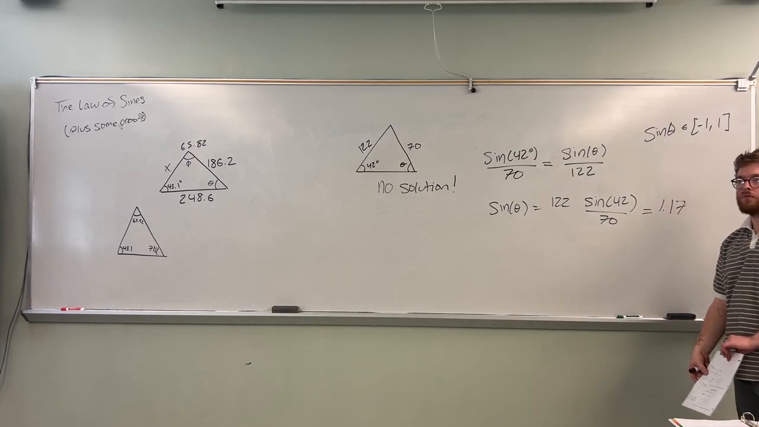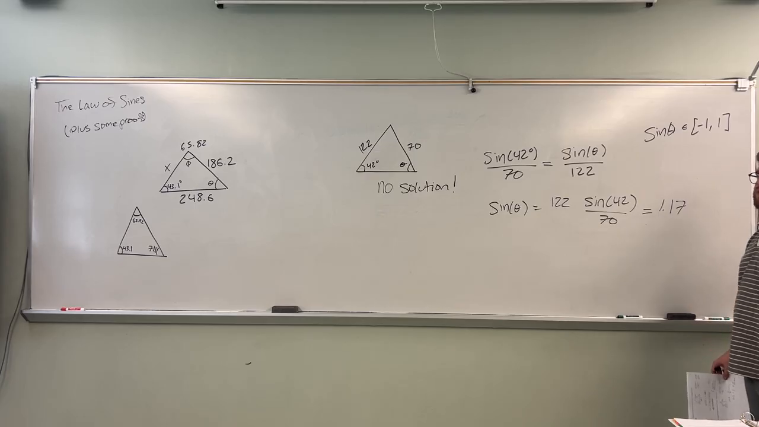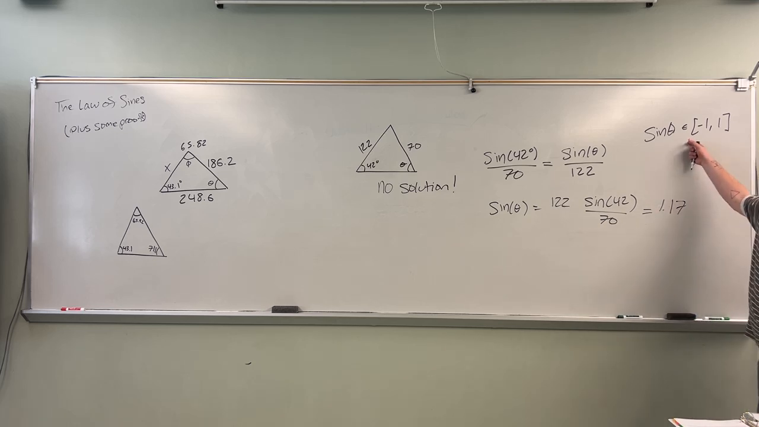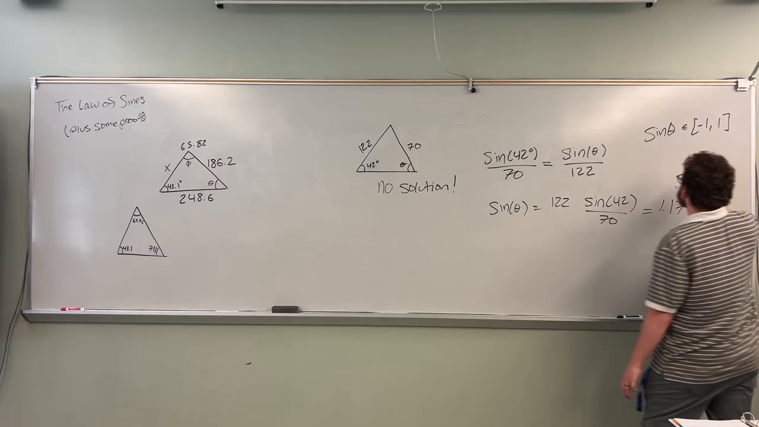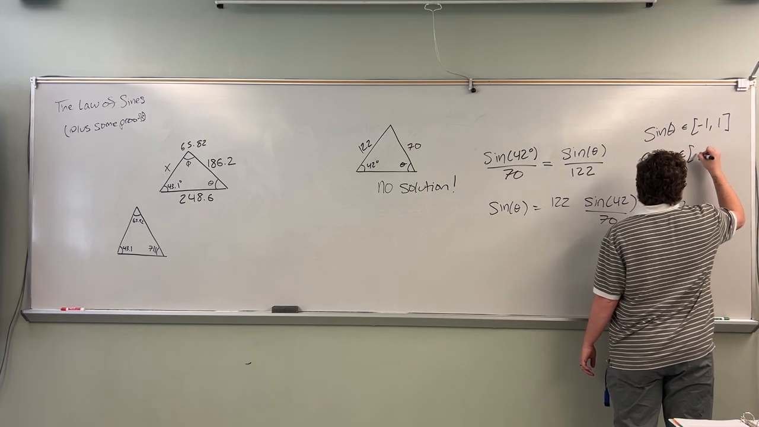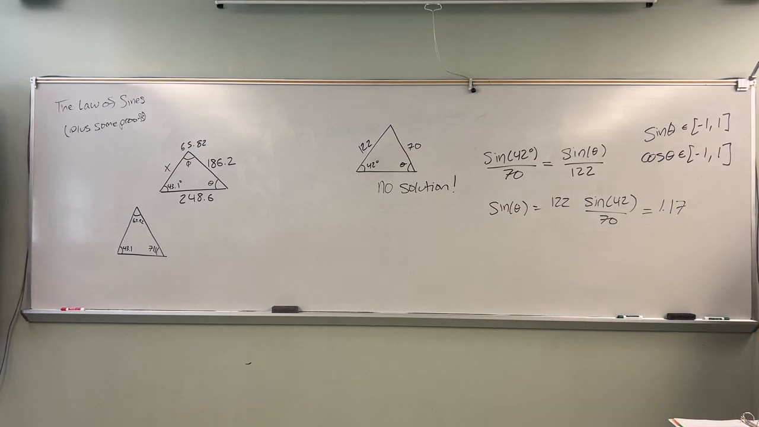So if you encounter a problem like this, it might say solve this triangle. If there's no solution, write no solution, and then explain why there's no solution. So the important thing to remember here is sine is bounded between -1 and 1. Cosine is also bounded between -1 and 1. So when we talk about law of cosines tomorrow, we'll also encounter something similar.